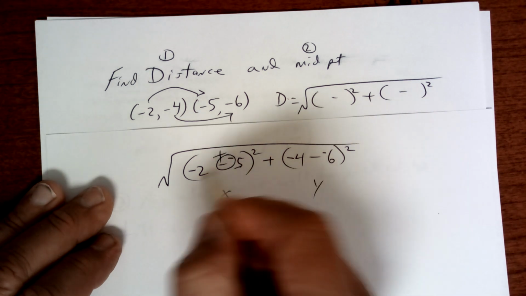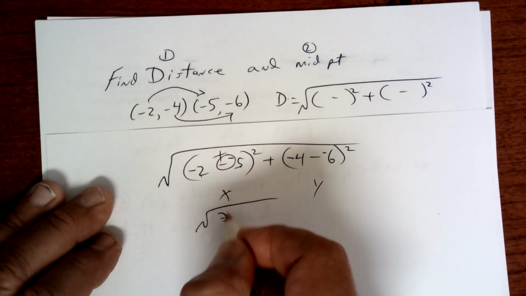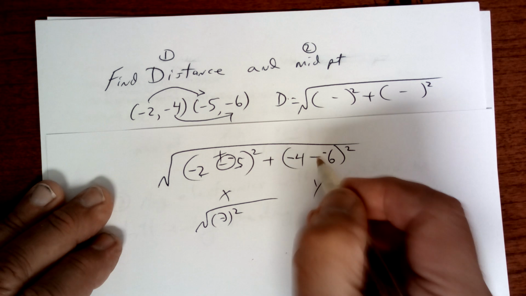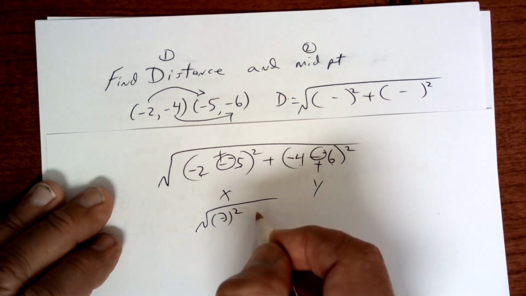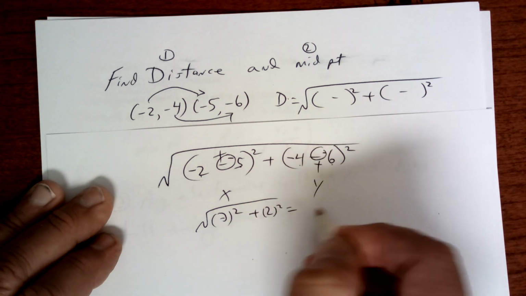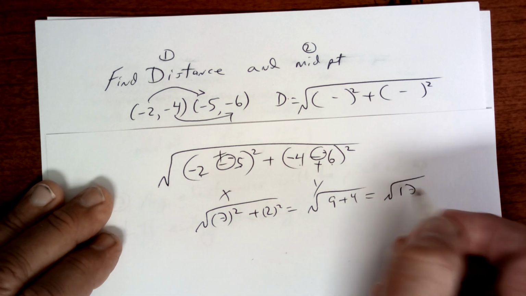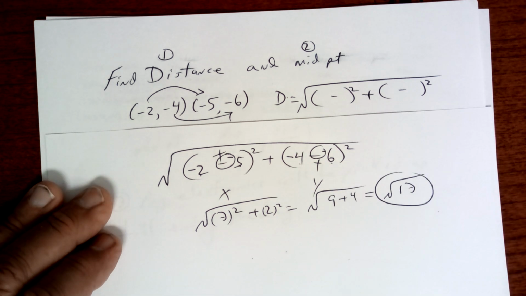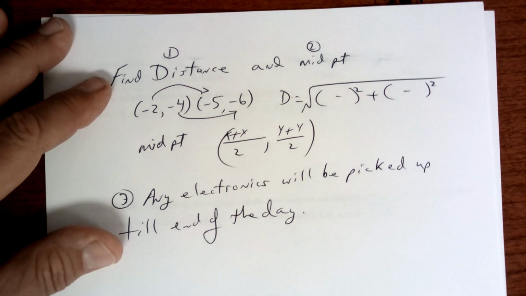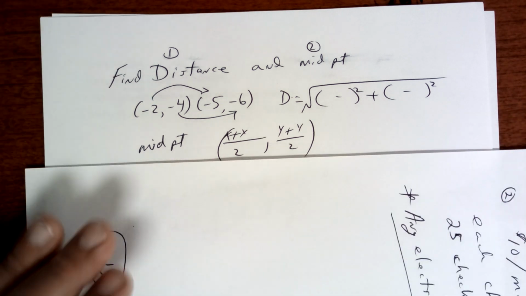That gives you 3 squared. This one right here becomes a plus. 6 minus 4, that gives you 2 squared. So that's going to be 9 plus 4, which is the square root of 13, and you can use your calculator. There it is. To find the midpoint, well, to do the midpoint, let's first graph it.